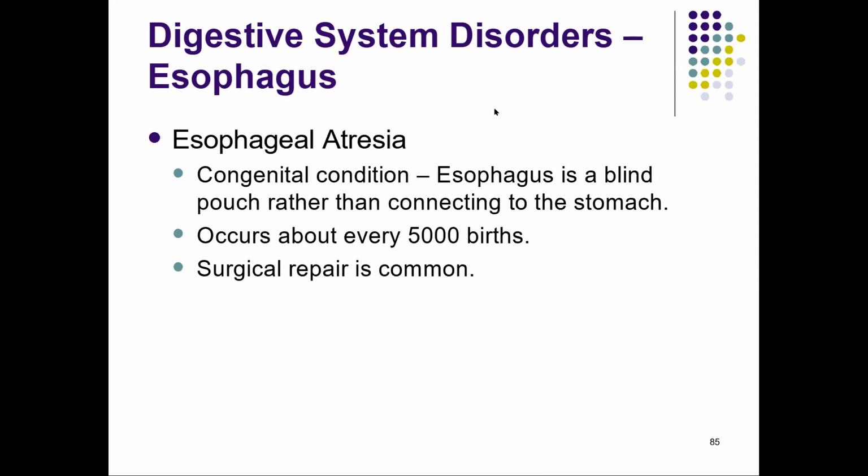All right. Then we have esophageal atresia. Now, this happens in babies. Basically, the baby is born and the esophagus and the stomach are connected, but there's a layer of tissue between them. So the esophagus ends as a blind pouch. So you're trying to feed the baby and the baby is just constantly vomiting up everything. Right? And you wonder what the heck is going on. Occurs in about 1 in every 5,000 births. The only way you can fix this is surgery. Right?